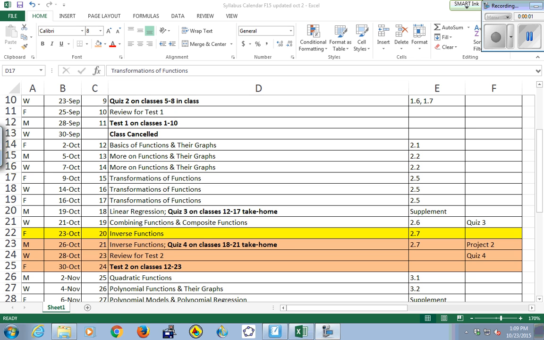Inverse functions. And I've highlighted the next 3 classes in orange here because you have something coming up on all 3 of those classes. So Monday, project 2 is due. So that's the transformations project. Remember, in your 2 grading options, one of them includes projects and one of them doesn't. So if you are planning to do the test light option where you want your tests to count a little less, make sure you get that project in.